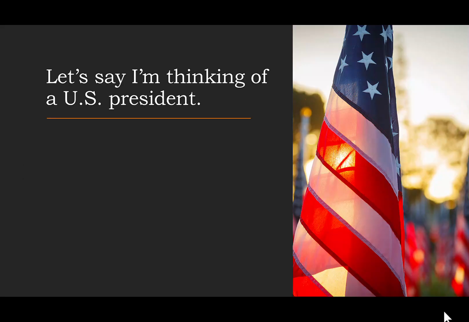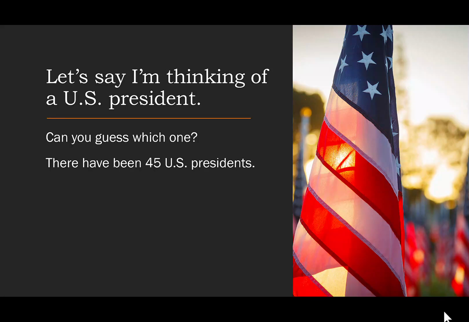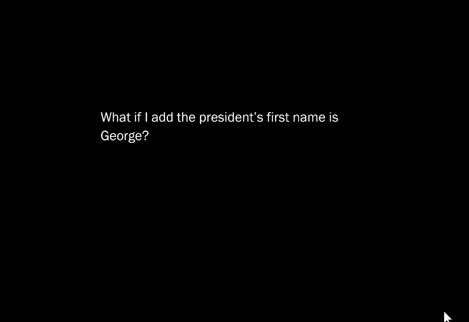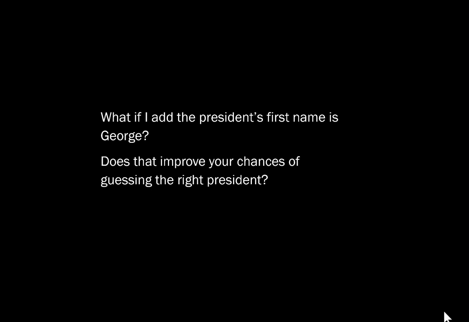Let's say I'm thinking of a US president. Can you guess which one? Since currently there have been 45 US presidents, you have a 1 in 45 chance of guessing correctly. Notice the 45 in the denominator represents the whole sample space. But what if I add that the president I'm thinking about has a first name of George? Does that improve your chance of guessing the right president?